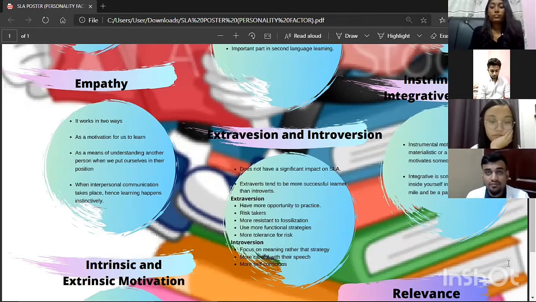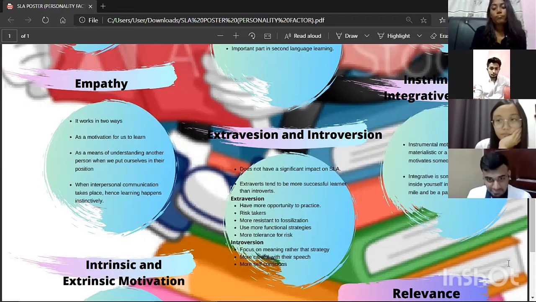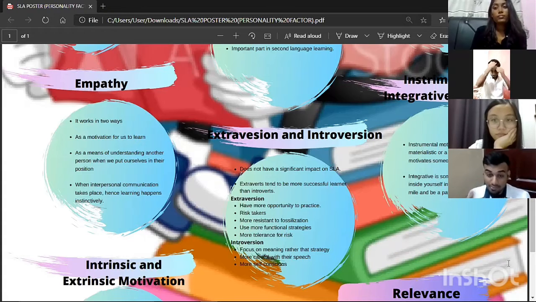For example, once they are taking a risk, they will think whether what they're doing is right or not. They will explore more and more to gain knowledge, and their main motive is to find out what the meaning is and why they are exploring some things. For introversion, these kinds of people focus more on the meaning rather than the strategy. They go for the meaning.